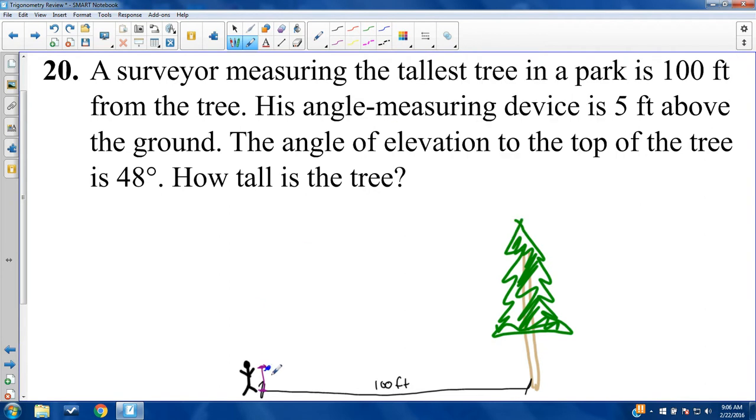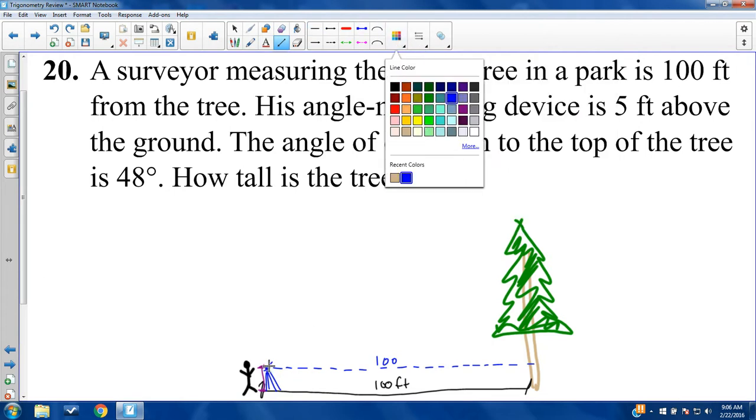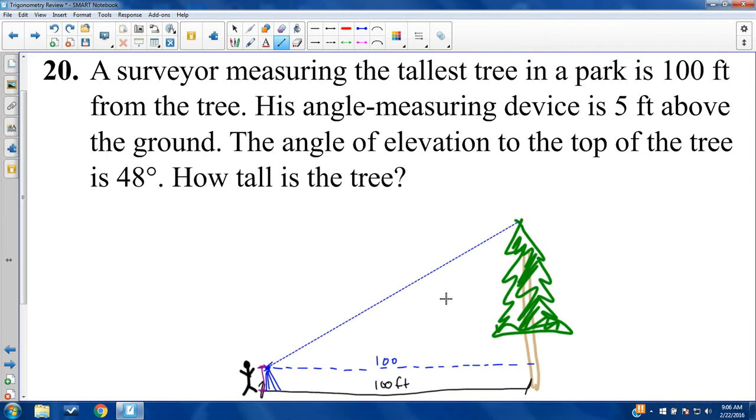So let's pretend like this is the measuring device. I always draw like a tripod, even though that's not a tripod and it doesn't look anything like one. Here's the measuring device. It's 100 feet from the tree. Angle of elevation is all about, if he pointed this thing straight, that would be parallel to the ground. This should also be 100, this length right here. The angle of elevation is when you make this thing look up to the top of the tree. And I'll actually use my line tool for this right here. Angle of elevation is this guy right there to the top of the tree. So this is 48 degrees, not drawn to scale.